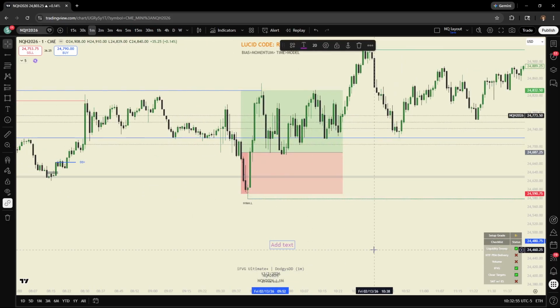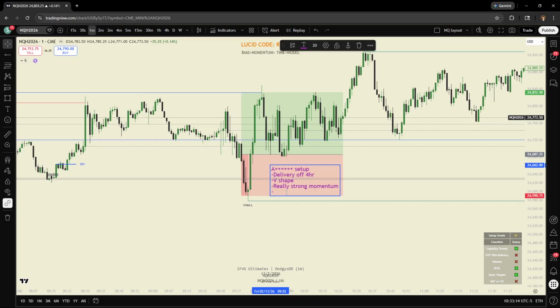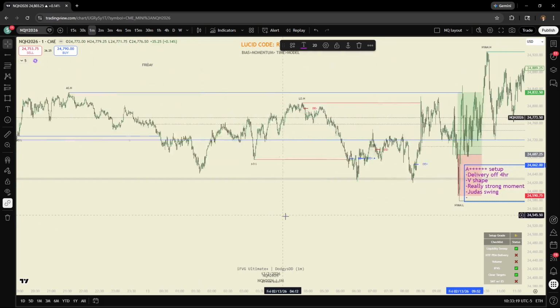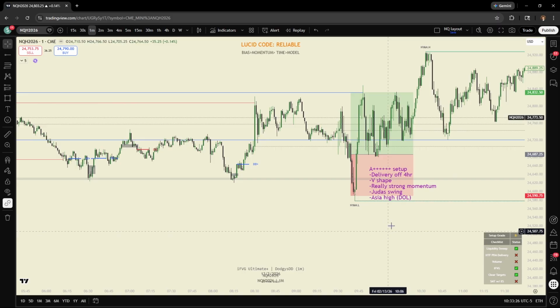So, A plus setup. Delivery off the 4-hour V shape. Really strong momentum. Judah swing. Asia high. And then there's obviously more draws, but that's just the one in the short term.